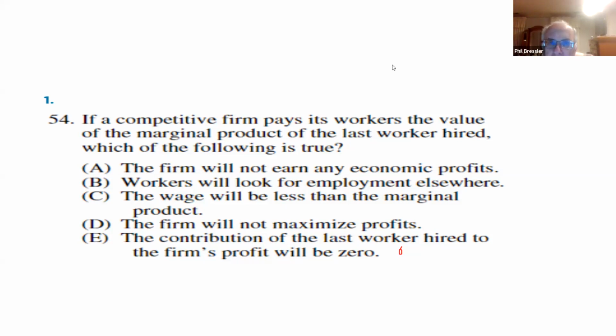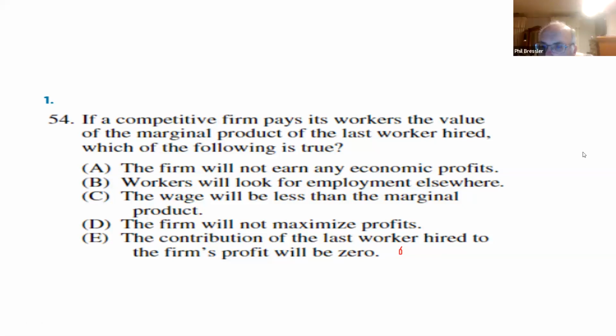Okay. So it's zero because the worker, they pay him the amount that he earns, right? So it cancels out. Say his marginal product was 10. So he made 10 pizzas at $10 a pizza. He brought in $100 and they paid him $100.